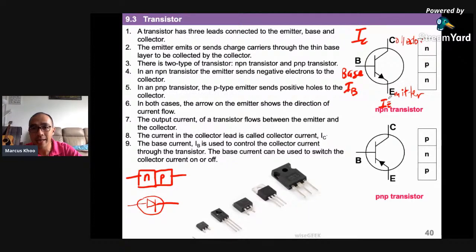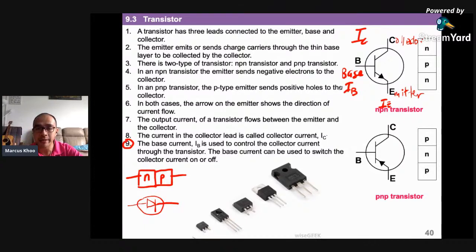Which is IE, IC, and IB. Now this point number 9 over here is probably the most important of this very long thing. The base current is used to control the collector current through the transistor. The base current actually determines whether this transistor is, we call it, switched on or switched off.